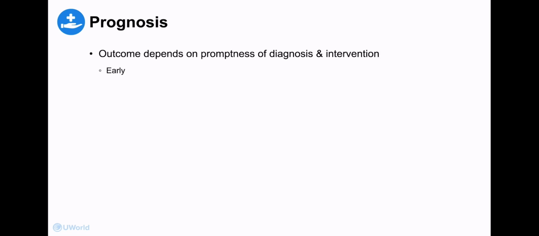The prognosis of ovarian torsion depends on the promptness of diagnosis and intervention. Early recognition and surgical management often result in favorable outcomes, while delayed treatment may lead to ovarian loss or other complications. To sum up, here are the key points to remember.